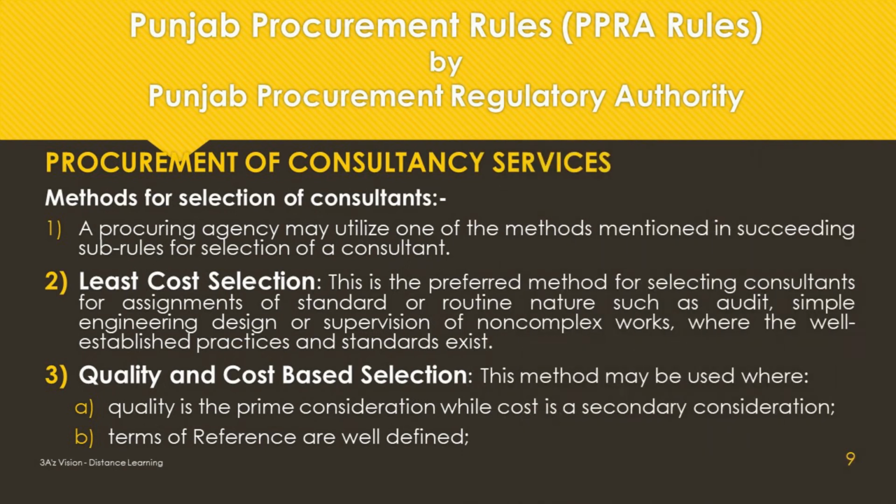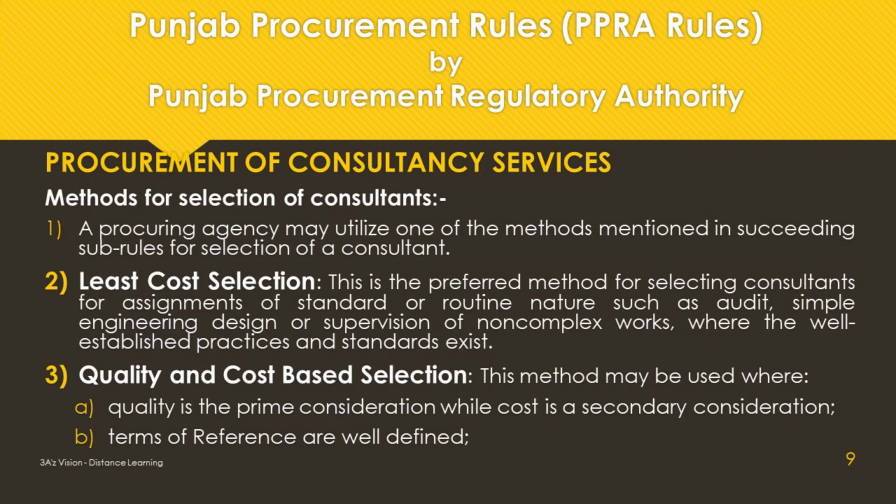Methods for selection of consultants. A procuring agency may utilize one of the methods mentioned in succeeding sub-rules for selection of a consultant. Least cost selection. This is the preferred method for selecting consultants for assignments of standard or routine nature such as audit, simple engineering design, or supervision of non-complex works, where well-established practices and standards exist.